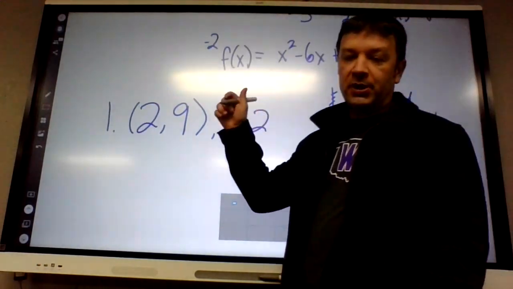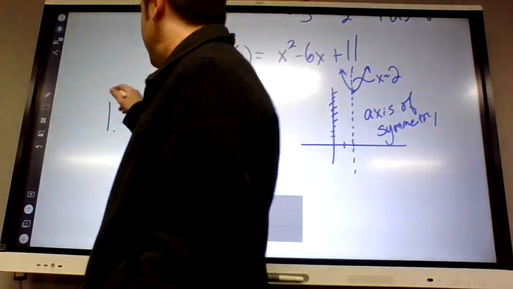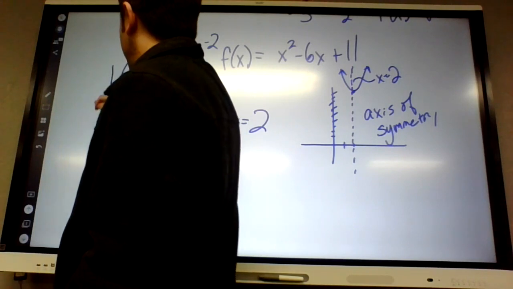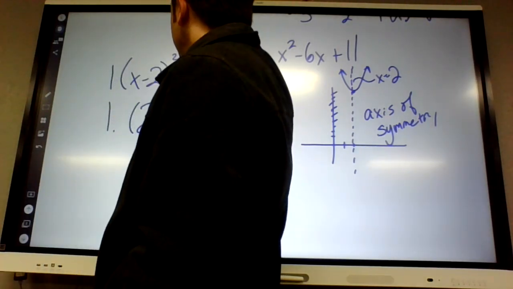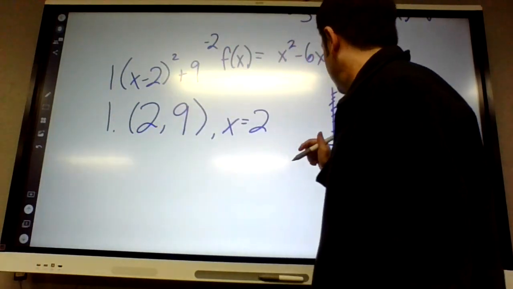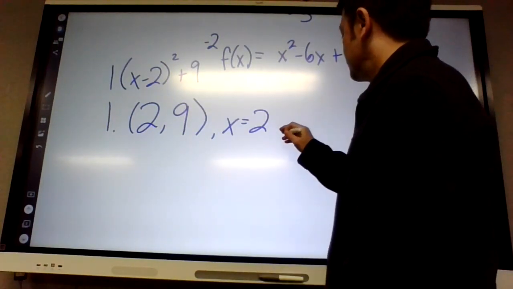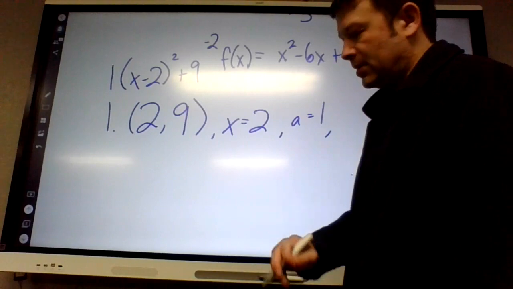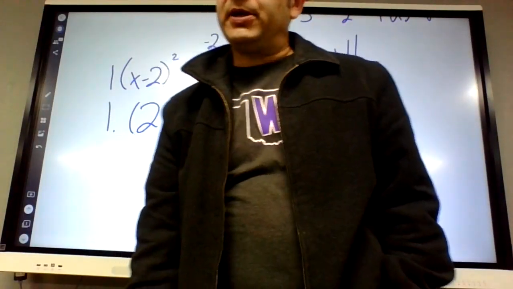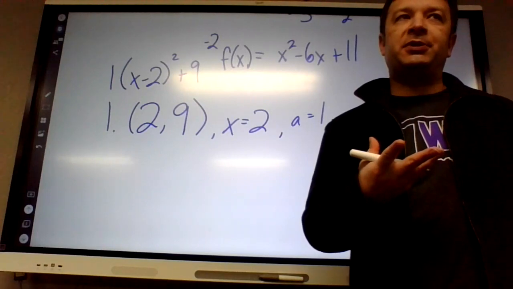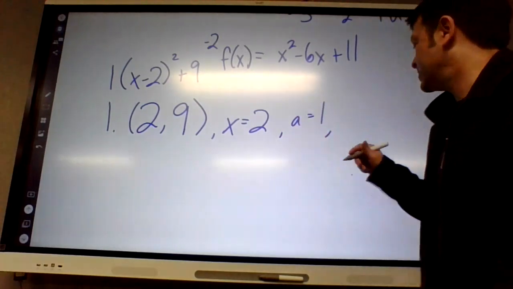So on number 1, what is the a value? 1. Right, there is no number out in front there, so that's like an invisible 1. So the a value is 1. And then, okay, if a is positive, the graph is going to open which direction? Up. That's the next question.